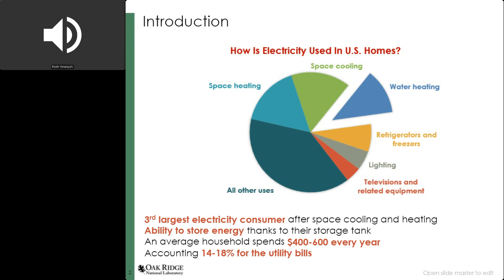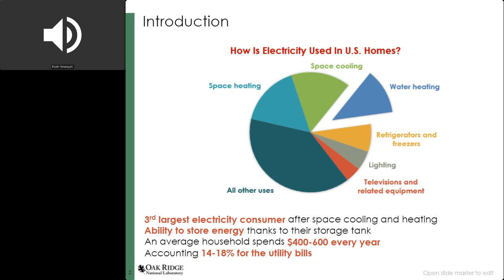As you know, electric water heaters represent 14% of the electricity consumption in residential buildings. It is the third largest electricity consumer after space cooling and space heating. On average, households spend about $400 to $600 every year for water heating, which accounts for 14 to 18% of the utility bills. So water heaters offer a significant potential for demand response and home energy management systems. For this reason, the intelligent control of water heaters has become very popular in recent years.